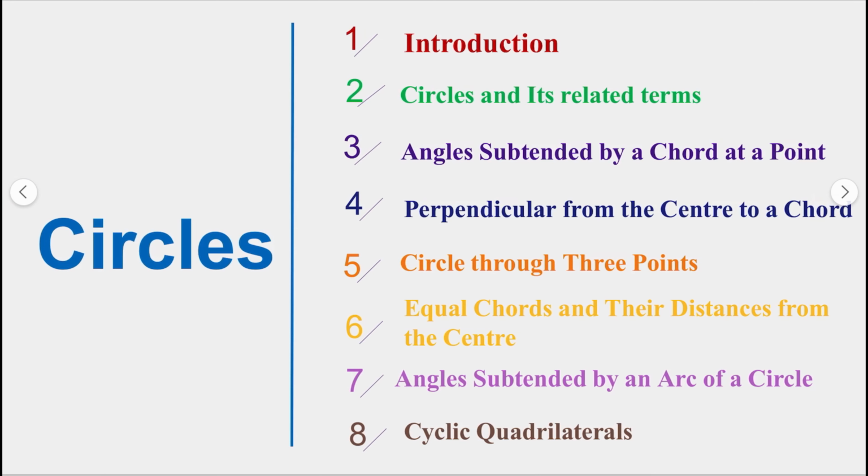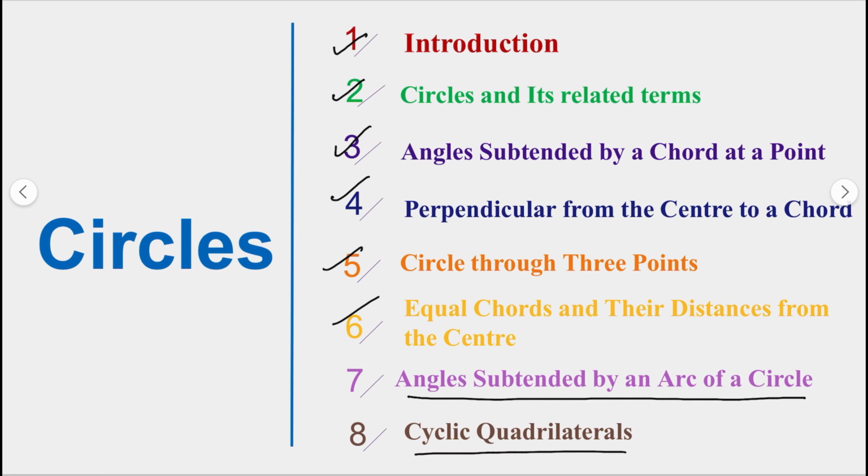Chapter number 10, circles, is divided into a total of 8 subtopics, out of which we have already covered the first 6 in the previous sessions. Today we'll be looking at the 7th and the 8th one, which are the angle subtended by an arc of a circle and the cyclic quadrilateral. So let's start with the first one.